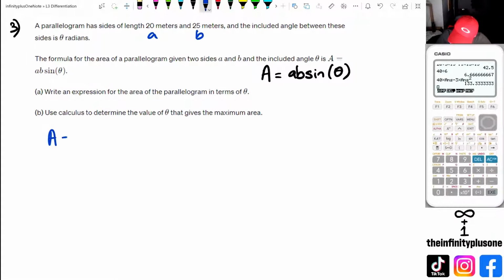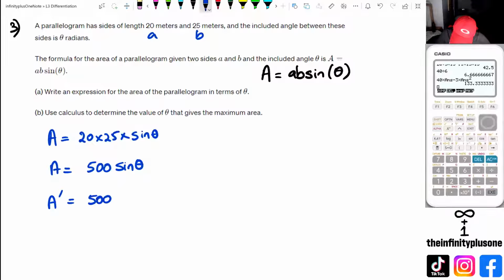So we've got area equals 20 times 25 times sine theta. So area equals 500 sine theta. So when we differentiate this, we've done that first part, area equals 500 sine theta. Area dash is equal to 500 cos theta. I hope this actually is going to work out, but let's see.